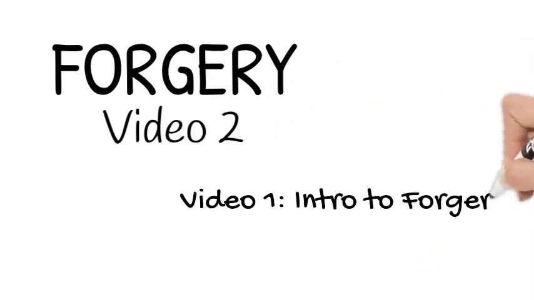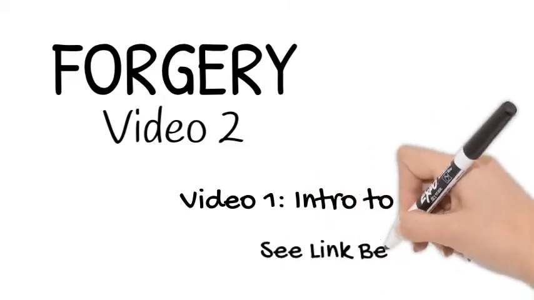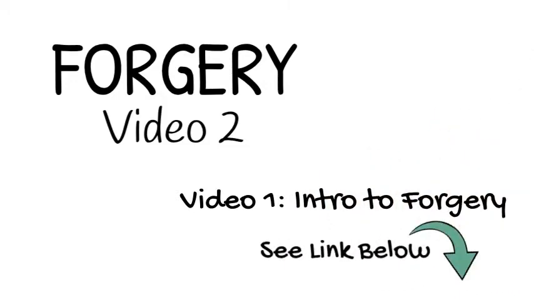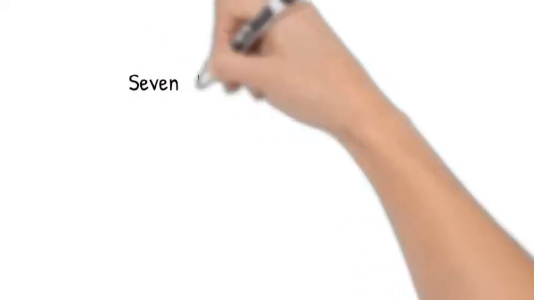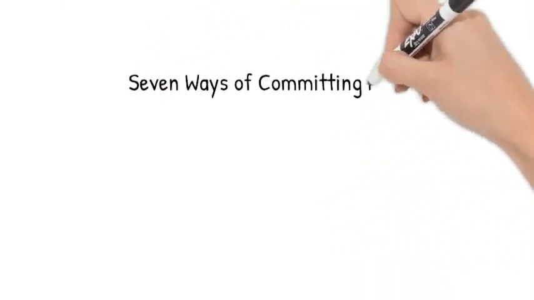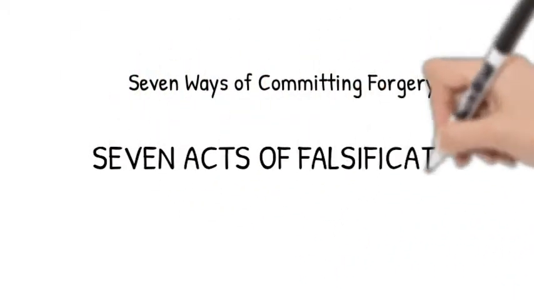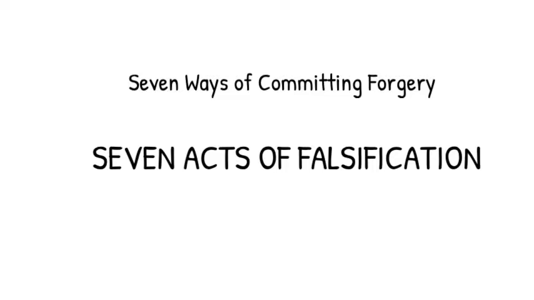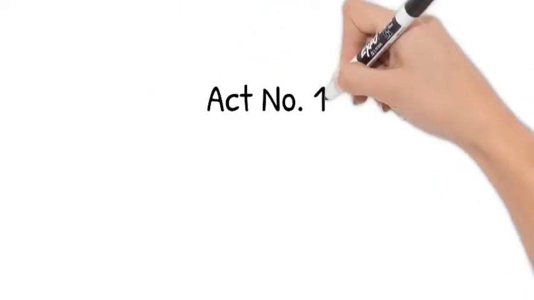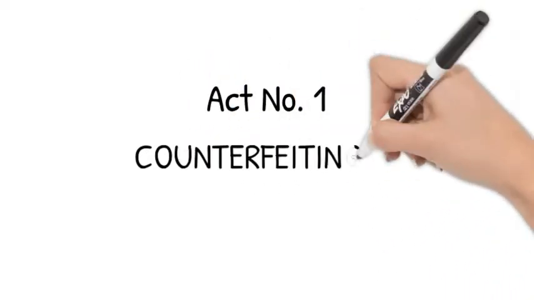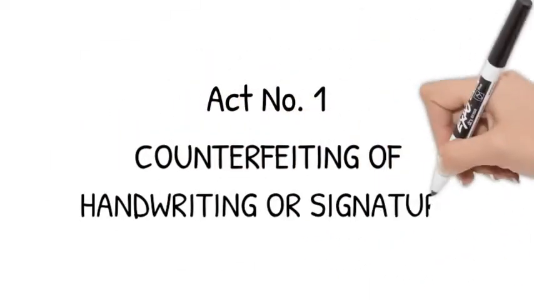This is the second video of the series on forgery. If you haven't seen the first one, you may look for it under the title Intro to Forgery. A link is also provided below for your convenience. In the previous video, I mentioned that there are 7 different ways of committing forgery. The law calls these the 7 acts of falsification. This video will discuss the first of these acts, particularly the act of counterfeiting of handwriting or signature.